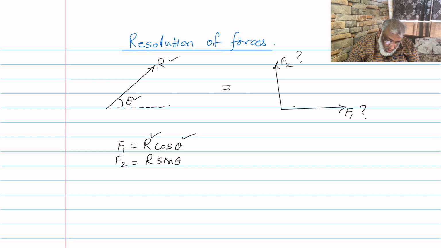Now this formula is not compulsory, that always the horizontal component will be cos theta and the vertical component will be sin theta. It's not fixed. It depends upon what angle is given to us. Suppose the angle given to us is alpha and not theta, then in that case the horizontal force will be R sin alpha and the vertical force will be R cos alpha.